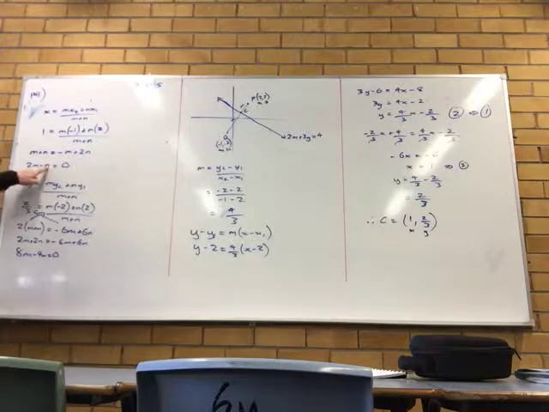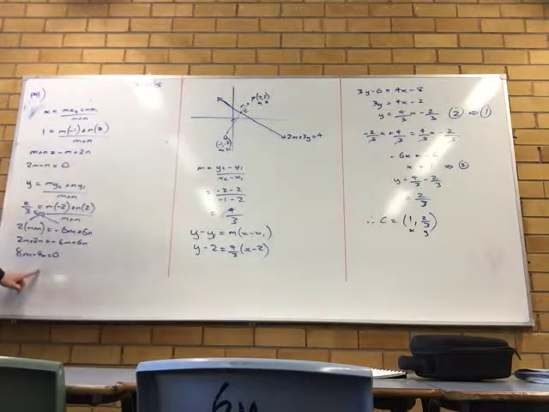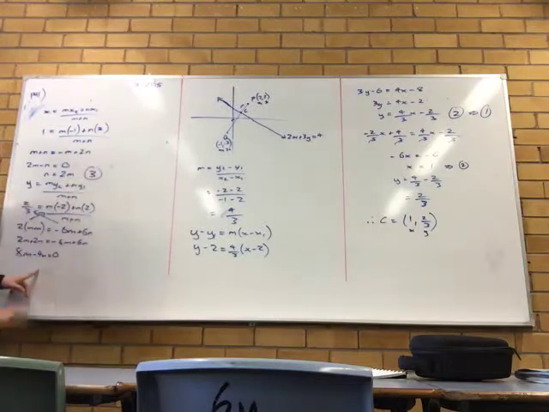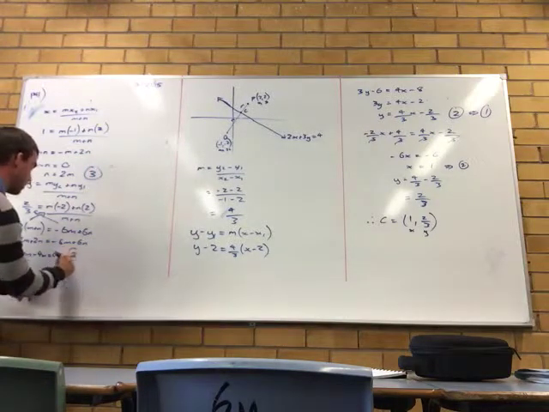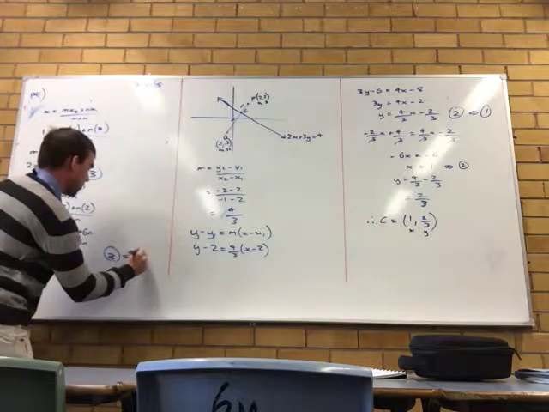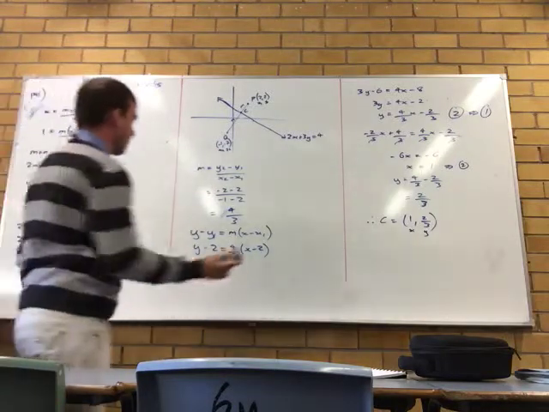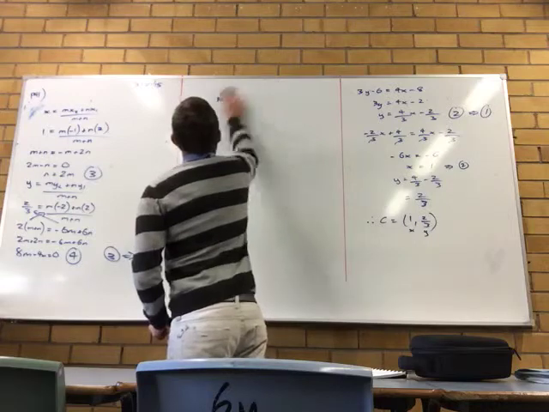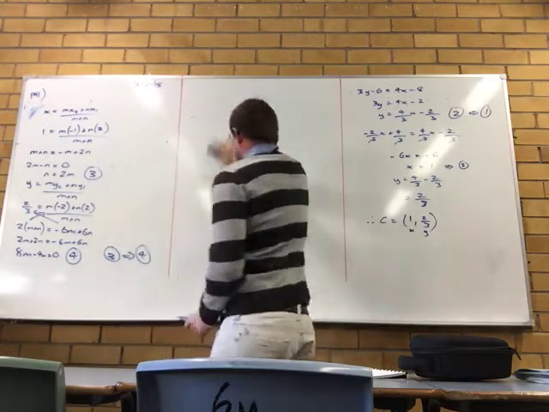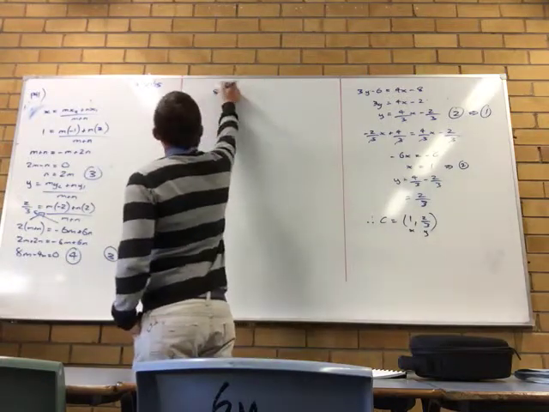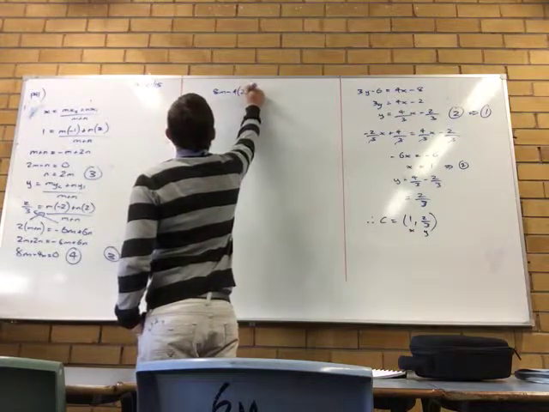Now at this point I've got n by itself, so I'll probably rearrange this one to get n the subject, which will equal 2m, and then substitute into this equation. So n is equal to 2m, equation 3. Then equation 4, what we just got there. So we need to put equation 3 into equation 4. So 8m take away 4 lots of 2m is equal to 0.